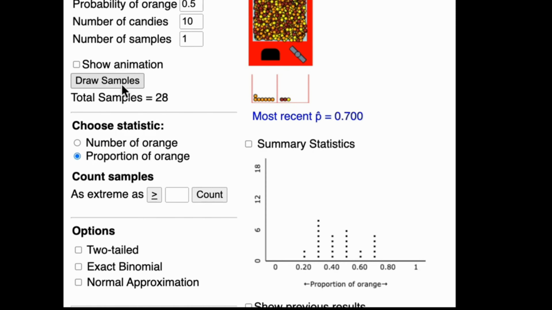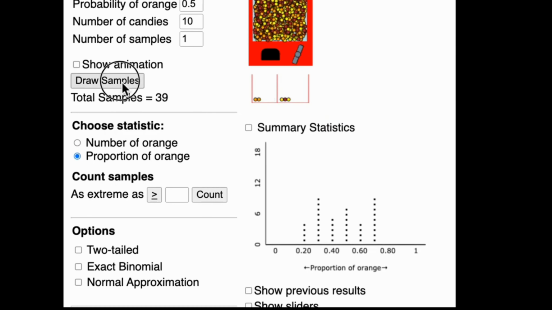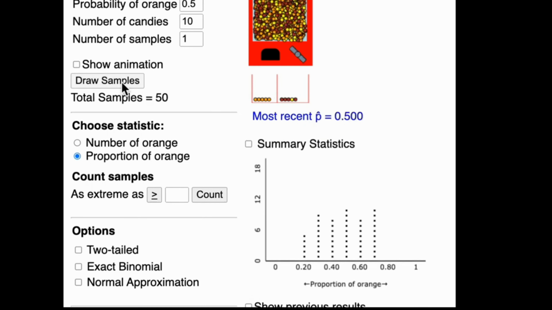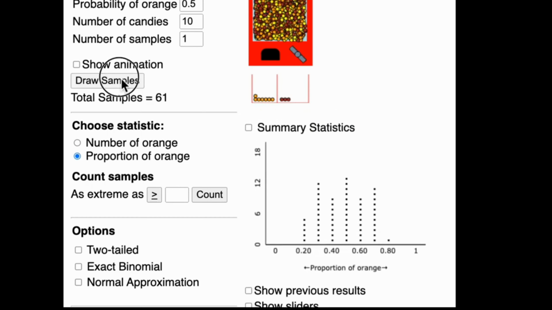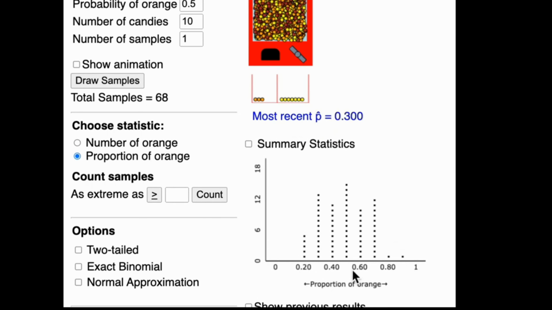Oh man, this thing is not pulling out my orange candies. What's going on, guys? But as you keep taking more and more, you'll notice something. What do you guys notice? Oh, it caught up. Okay, let's do now 10 samples at a time.